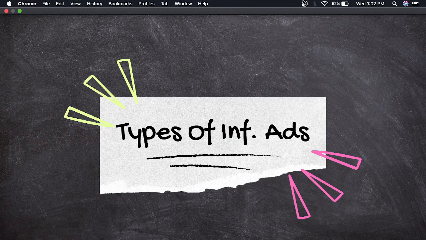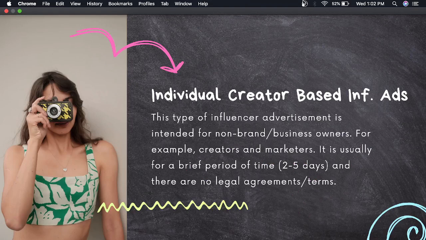Now, types of influencer ads. First, individual creator-based influencer ads. This type of advertisement is intended for non-brand or business owners, for example, creators and marketers. Yes, it is usually for a brief period of time, 2 to 5 days, and there are no legal agreements. It's just, okay, let me put this ad on your page, let me promote this, bam, bam, bam. But I would suggest that there will always be an agreement, though sometimes there are no agreements.